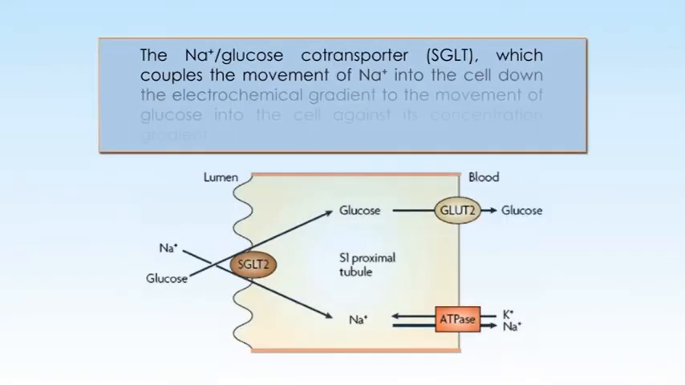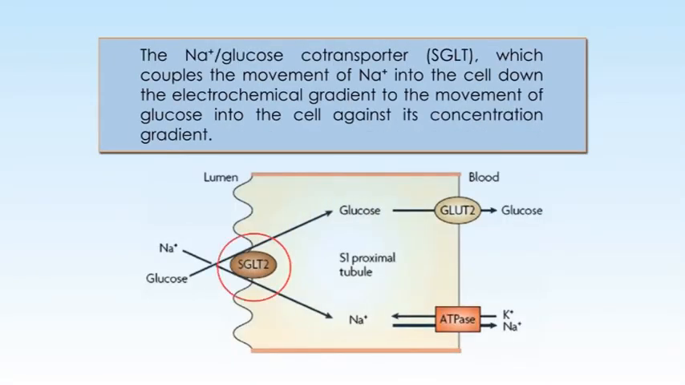However, not all symporters use sodium ion as a driving ion. Some use an existing proton electrochemical gradient as well. So, a good example of a symporter is a sodium-glucose cotransporter, which couples the movement of sodium ion into the cell down the electrochemical gradient to the movement of glucose into the cell against its concentration gradient.